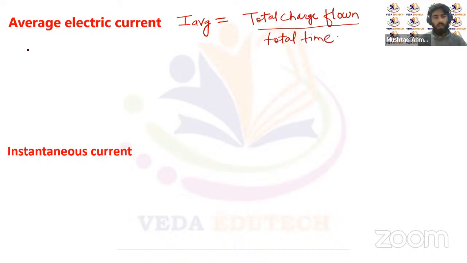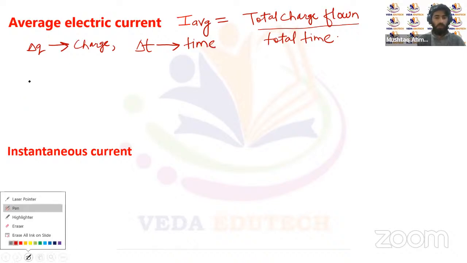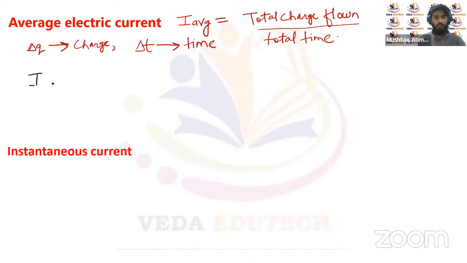It means that if delta Q is the total charge, and it has flown in a time delta T, and this delta T is a significant time, then the average current we can define as I average equal to delta Q upon delta T.